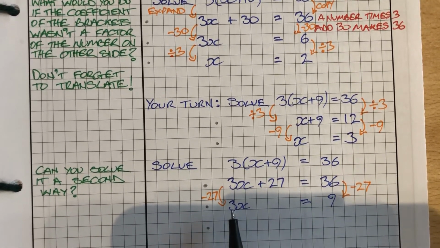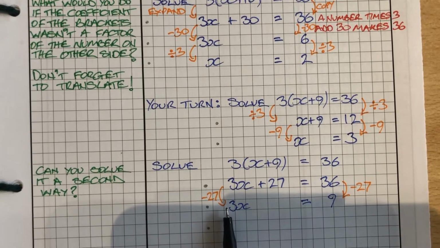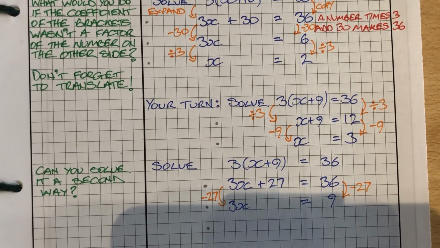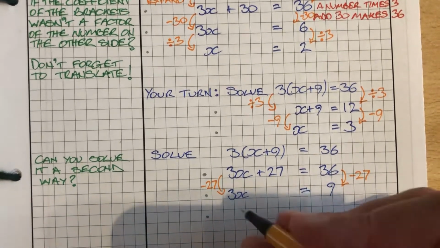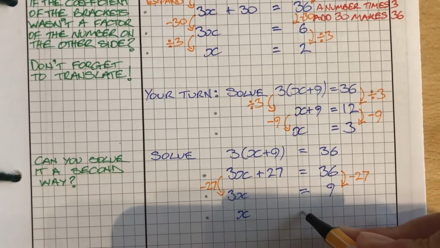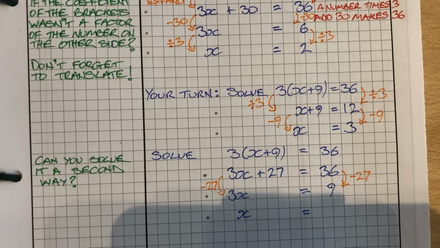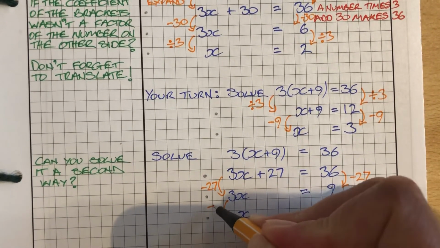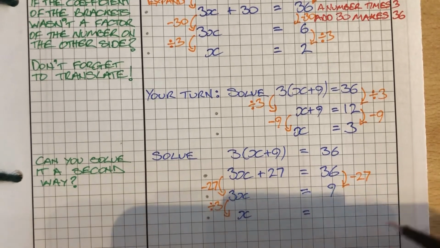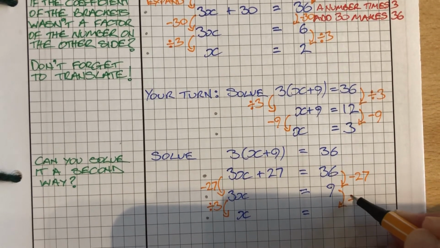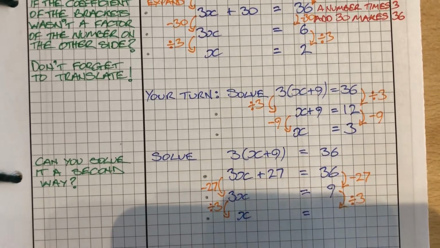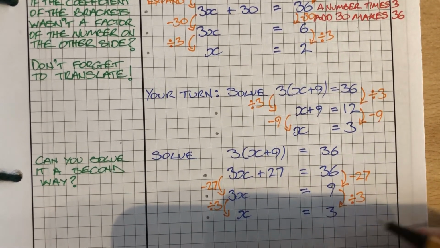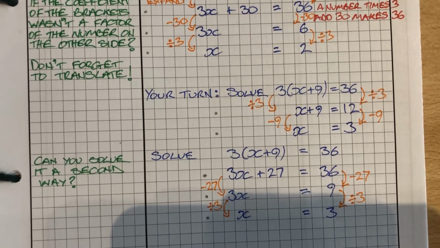Read and translate. 3x is 9. 3 times by my number is 9. What happened to create this? Times by 3. So get rid of times by 3. How do you undo times by 3? Inverse of times by 3 is divide by 3. Do it on both sides. 9 divided by 3 is 3.